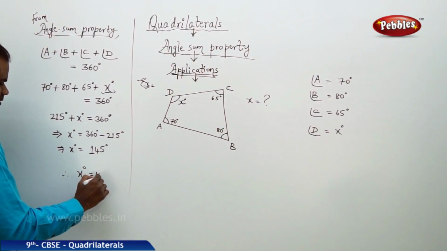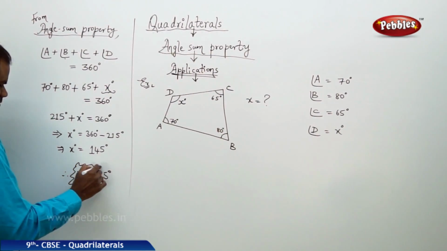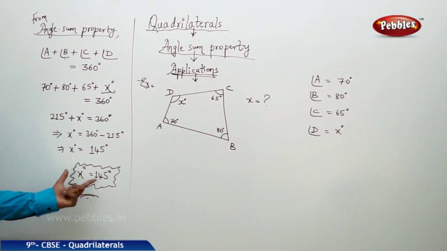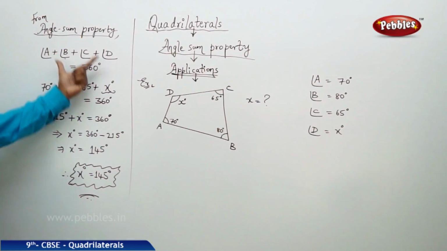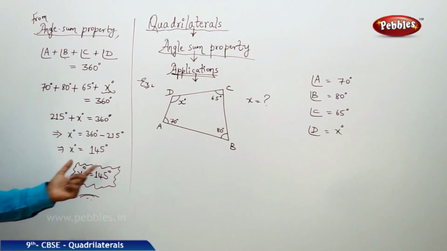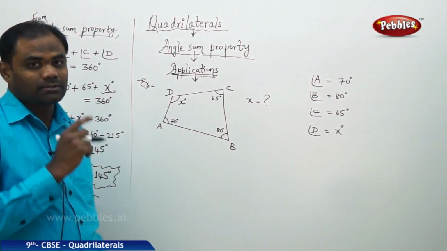Therefore, my x is this, is what I get in terms of angle sum property. So my angle sum property, when simplified through each of the angles substituted, I get my x, that is my fourth angle, which is 145 degrees.